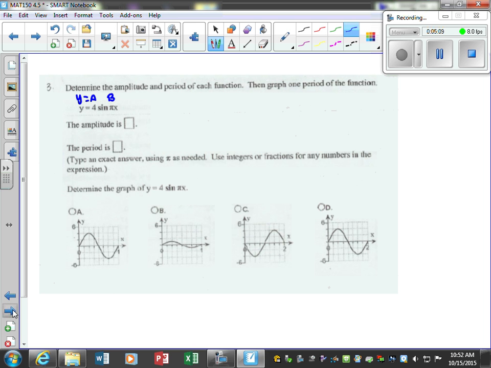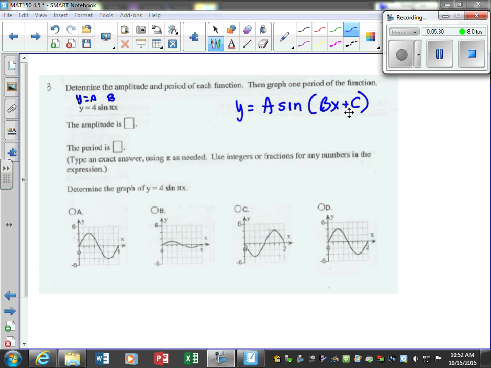Okay, remember the formula on the previous page. Whoops. Sine of bx, isn't it minus c? Okay, plus c. Let's determine an amplitude. So if we look over here, what's our amplitude? 4, so it's the absolute value of 4, which is just 4.